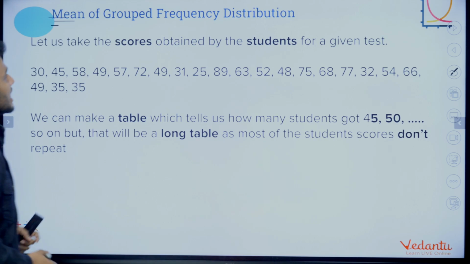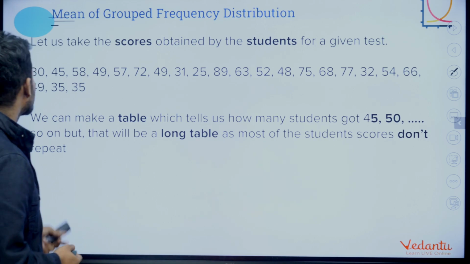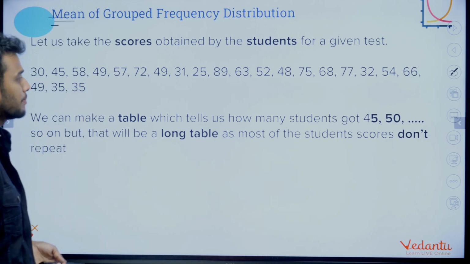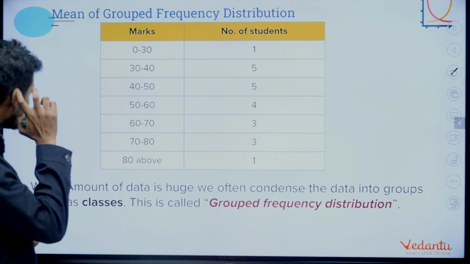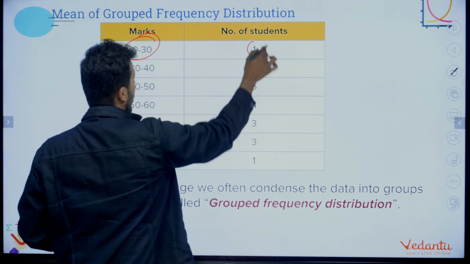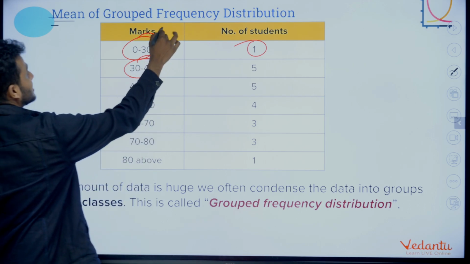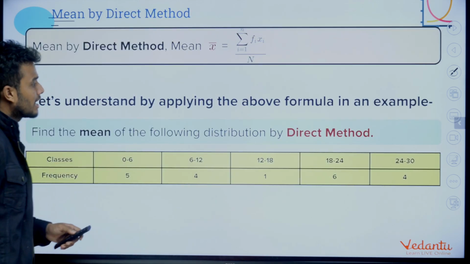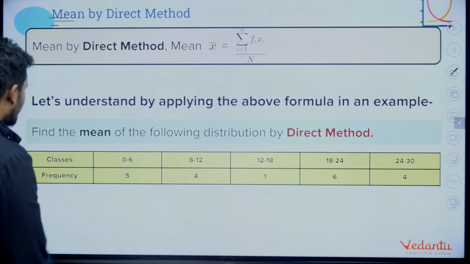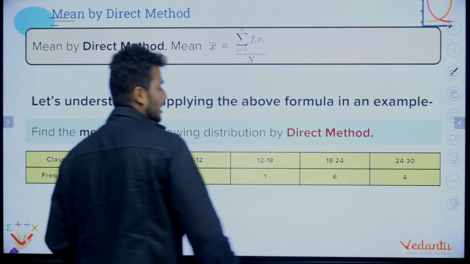Here, look here. Let us take the scores obtained by the students for a given test. They will give a table, don't worry about it. 0 to 6 marks, one student is there. 6 to 12, something is there. These are the class intervals, Ci, and this is the frequency. What is the value of summation fi?